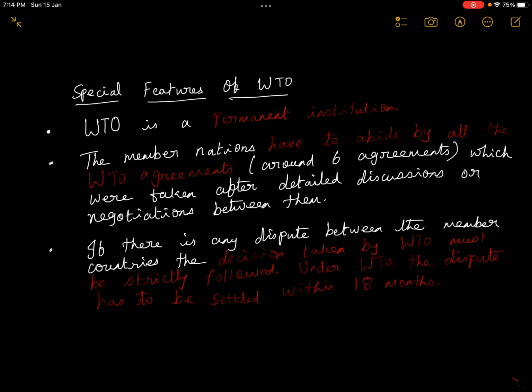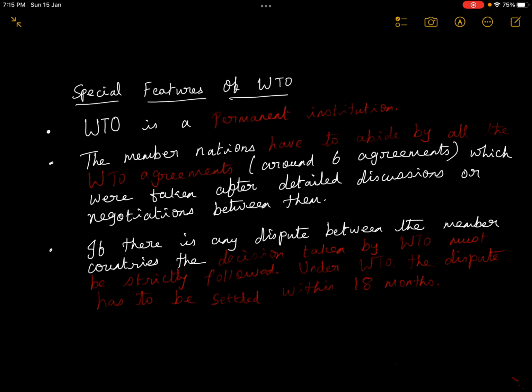So this decision will be taken by the dispute settlement body, and another feature is that the decision has to be taken by this dispute settlement body within 18 months. Okay, that is the time limit given, and whatever decision is taken by the dispute settlement body, all the member countries have to accept it. They have to strictly follow. If any 2 countries or multiple countries have differences of opinion, whatever decision is taken by the World Trade Organization has to be strictly followed by all the member countries. So this is the World Trade Organization.